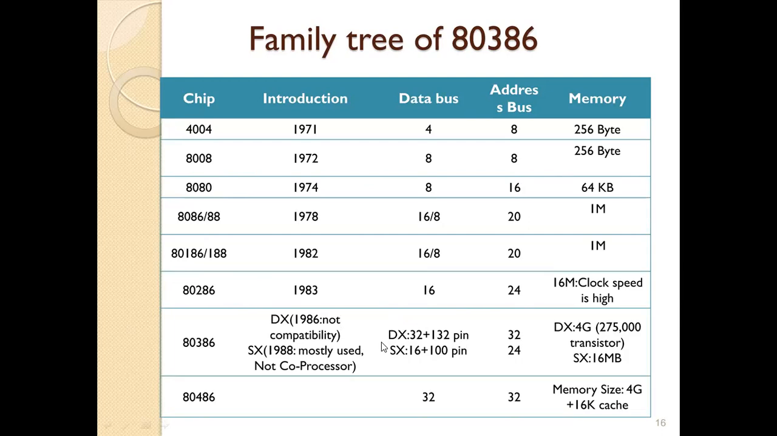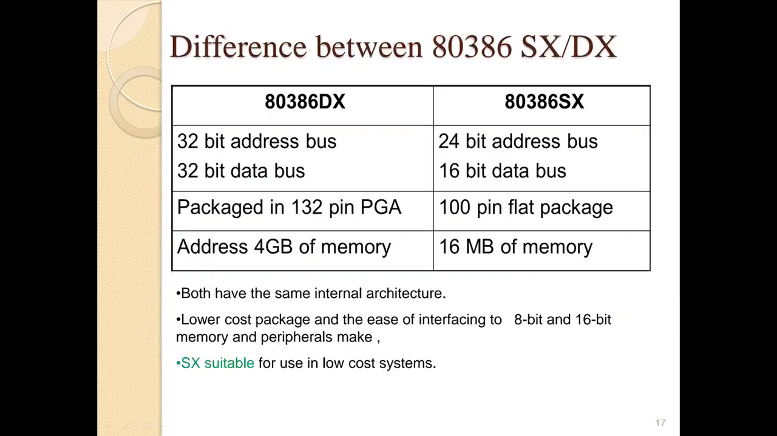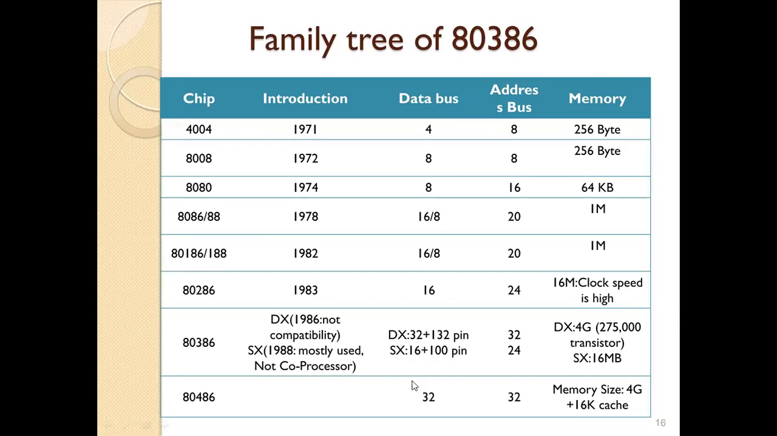The 386DX was introduced in 1986, and the SX model was introduced in 1988. The DX has a data bus of 32-bit, and the SX has a data bus of 16-bit, with address buses of 32-bit and 24-bit respectively. The 80486 has a data bus of 32-bit and an address bus also of 32-bit. Memory size is 4 GB.